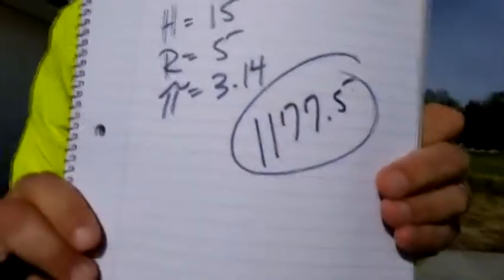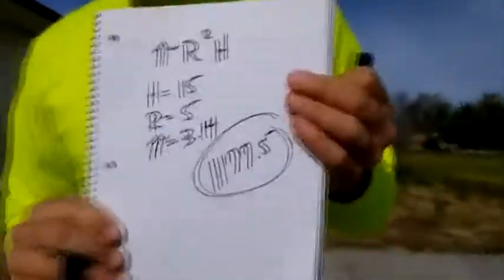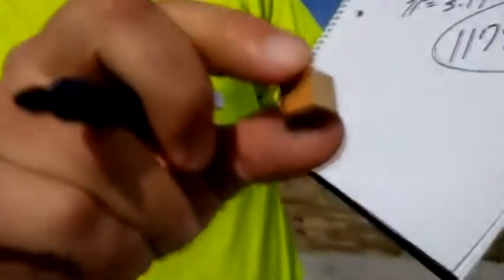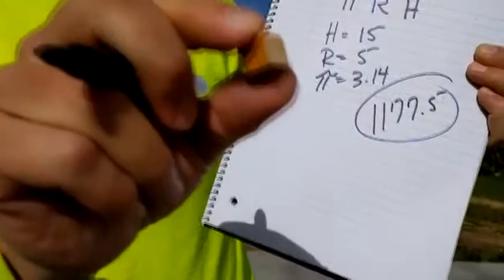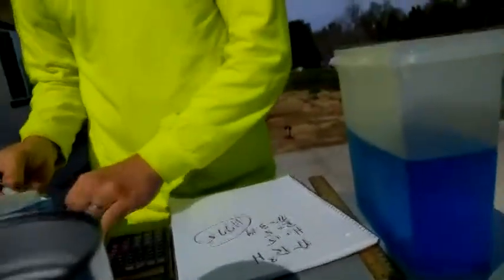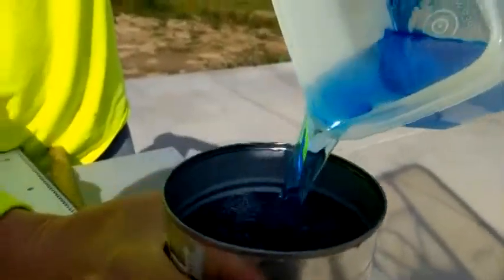So we're going to measure this now. We think that 1,177.5 of these will fit. Now, we're not going to be that accurate, but let's see how close we get. Here we go. Hopefully I have enough water. Did I make enough blue water?